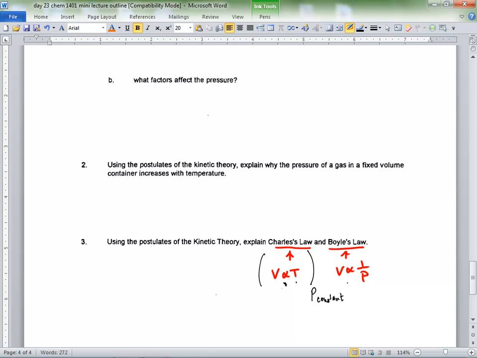For this one, Boyle's law, now they're inversely proportional. So if you make the pressure bigger, volume has to get smaller because they're inversely proportional. But the temperature has to be constant, otherwise it's not going to work.